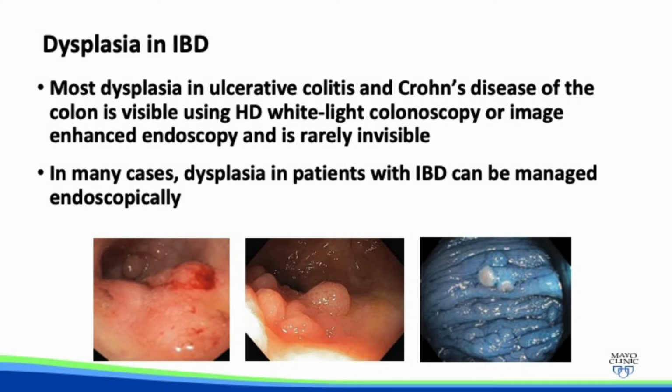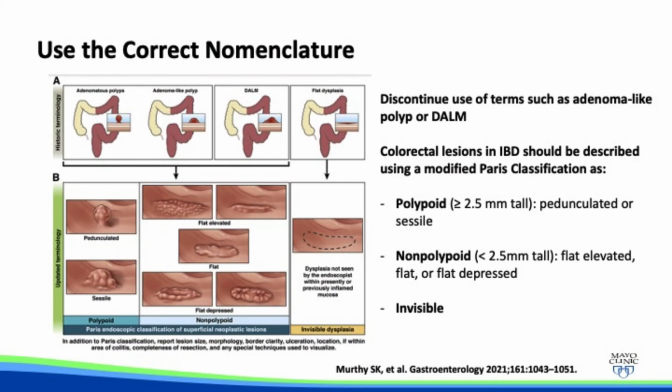In 2022, we know that most dysplasia in ulcerative colitis and Crohn's disease of the colon is visible using high-definition white light colonoscopy or image-enhanced endoscopy, and is rarely invisible. And in many cases, dysplasia in patients with IBD can be managed endoscopically. What you're seeing here on the left part of the slide is a dysplastic lesion that was not endoscopically resectable. In the middle and right parts of the slide, two dysplastic lesions that were endoscopically resectable. So we need to use the correct nomenclature.